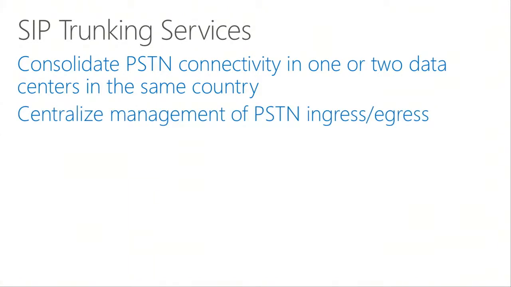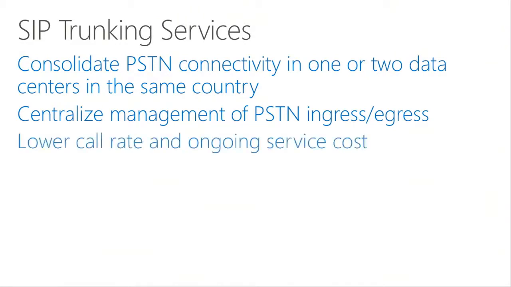What this allows you to do is centralize the management of PSTN ingress and egress, so PSTN connectivity coming in and out of the environment. Rather than having individual ISDN circuits and services dotted throughout the country that have costs and management overheads associated with them, you can bring all that into one central place where you can monitor the call flow, and it removes a lot of the overhead. And like I said, lower call rate and ongoing service cost. Specifically around ISDN, they'll charge you monthly for that circuit, and then the call rate is on top of that as well. So moving away from that and centralizing on SIP trunks makes a lot of sense.